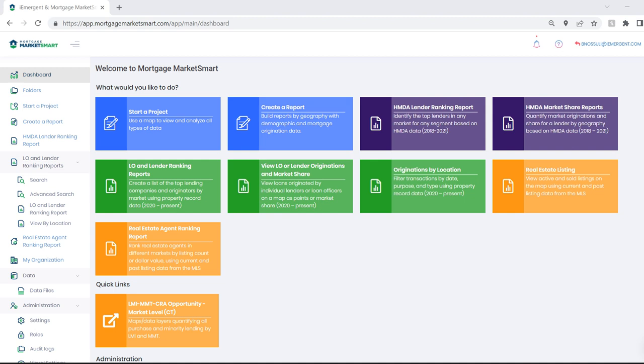So, when you first log into the system, you get to this dashboard, and you'll notice that there are 9 tiles of interest. Those 9. The first couple have to do with starting a project, right?